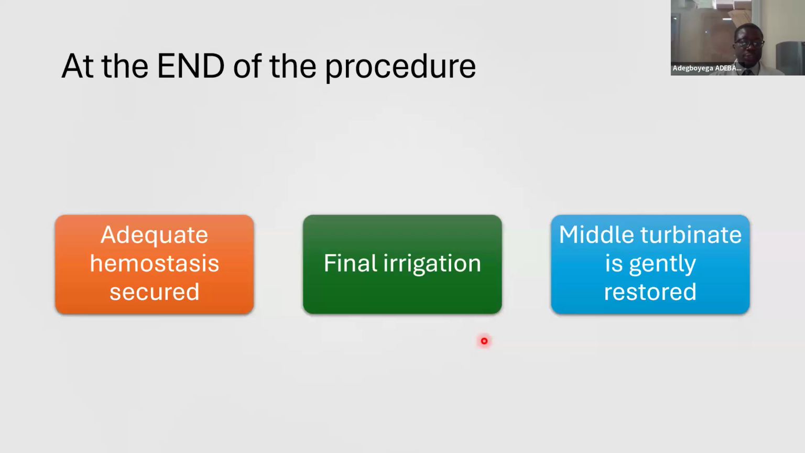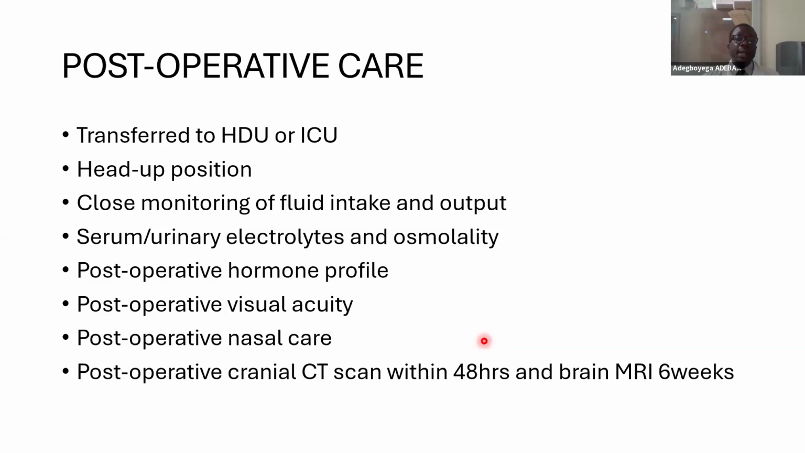After the surgery, adequate hemostasis is secured. Final revision is done just to be sure that all bleeding points are arrested. If the turbinate was lateralized, it is gently returned to its anatomical position, and care must be taken so that it doesn't cause post-op synechiae.